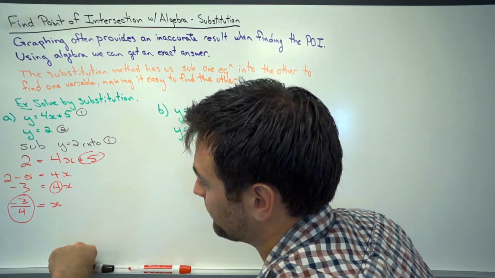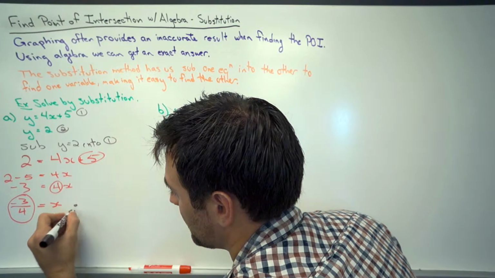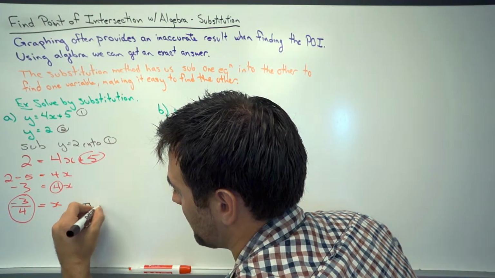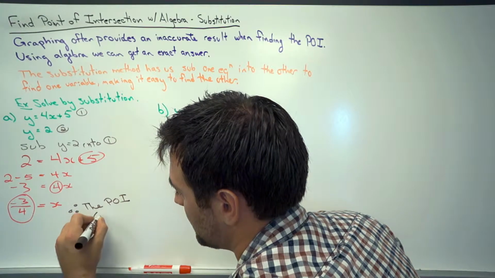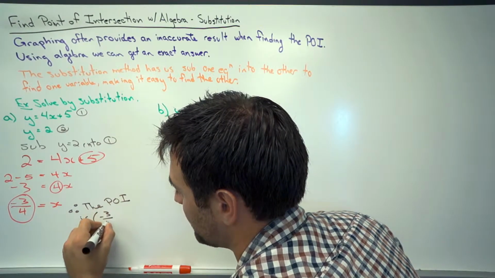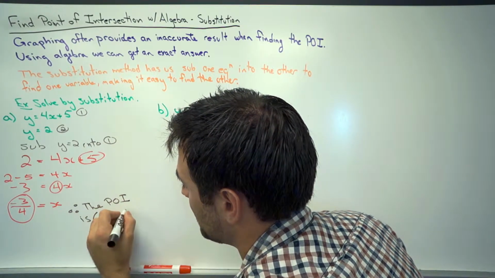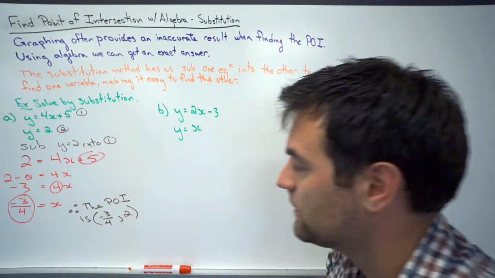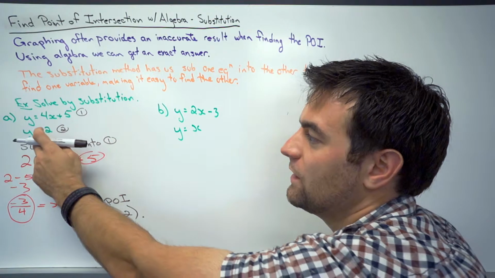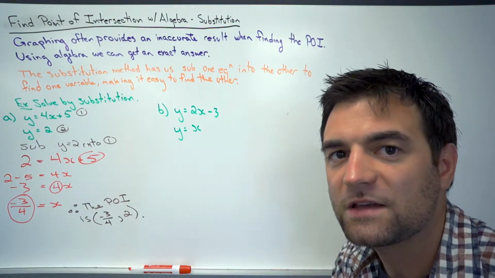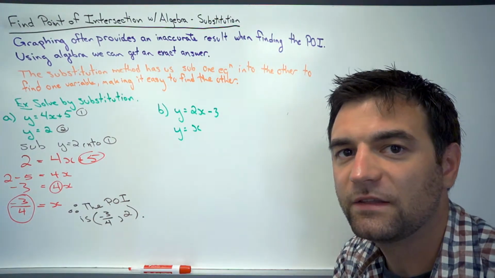So here, we're done. The point of intersection is negative 3 over 4 and 2. So there's our x value that we calculated. There's our y value that we already know. So once we have an x equals or y equals, we're done finding that variable.